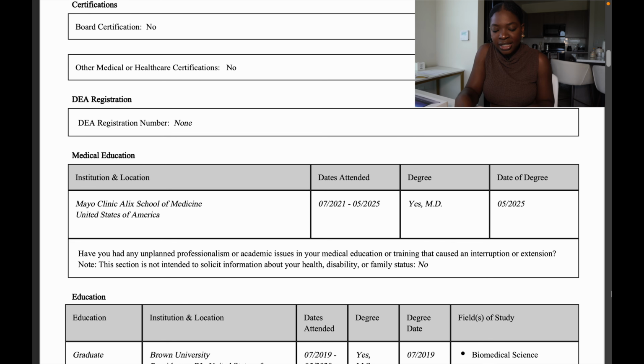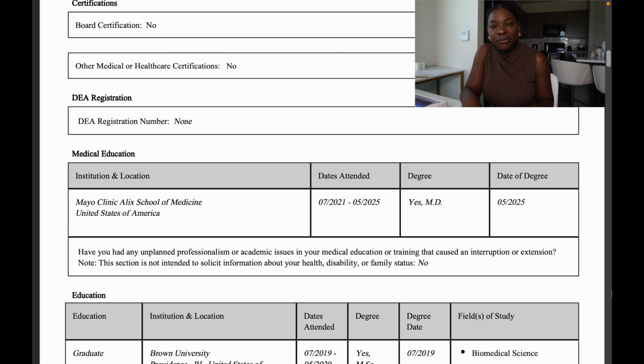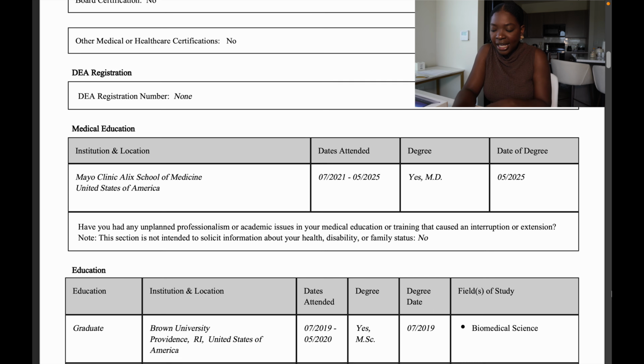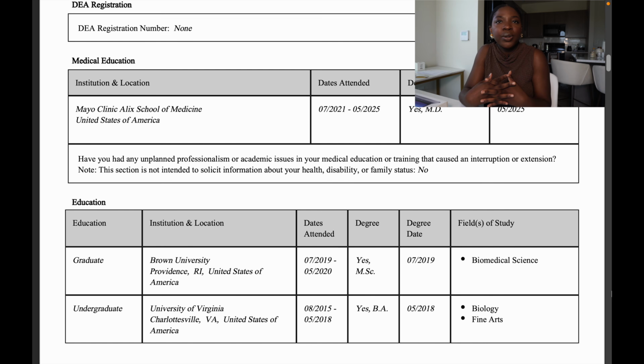The next section is about your medical education. For that, you need to put your institution and location, the dates you attended, the degree, and the date of the degree. For me, I went to the Mayo Clinic Alix School of Medicine. I put down the date I attended, and for the date of degree, I knew that I was graduating in May 2025, so I put that in.